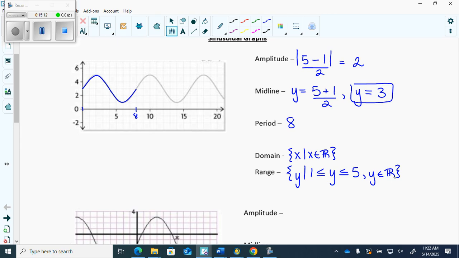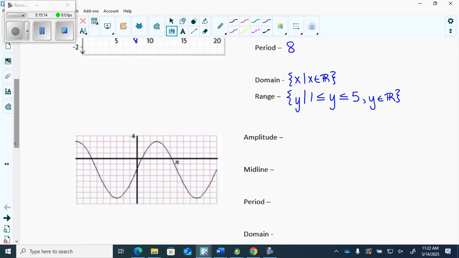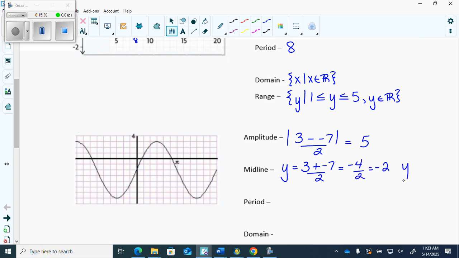All right. This one is the absolute value of the max, which is 3, minus the min, which is negative 7, so minus negative 7, divided by 2. So what's my amplitude? 5. My midline is y equals my max plus my min divided by 2, which is negative 4 divided by 2, which is negative 2. So my midline is y equals negative 2.